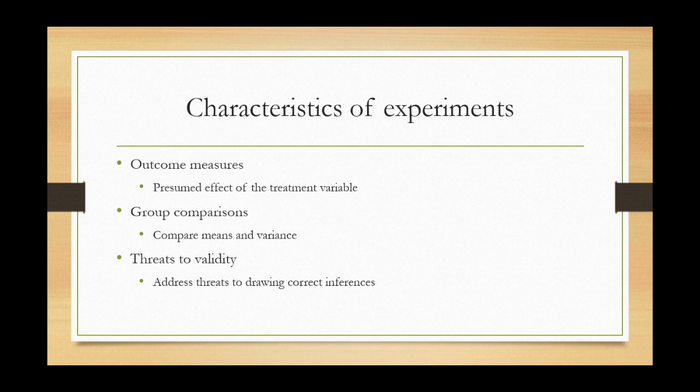The last characteristic is threats to validity. A fine idea in experiments is to design them so that the inferences you draw are true or correct. So threats to drawing correct inferences need to be addressed in experimental research. You have to make sure that all the threats that can hinder drawing correct inferences, you need to address them in the research.